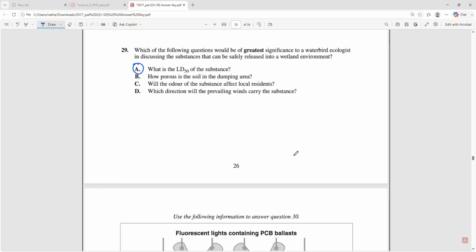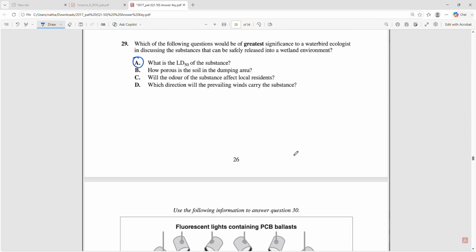Okay, question 29. Which of the following questions would be of greatest significance to a water bird ecologist in discussing the substances that can be safely released into wetland environments? So the correct answer for this one is the LD50. Okay, we want to know if a substance is toxic or not, and how toxic it might be. That's what the LD50 tells us.